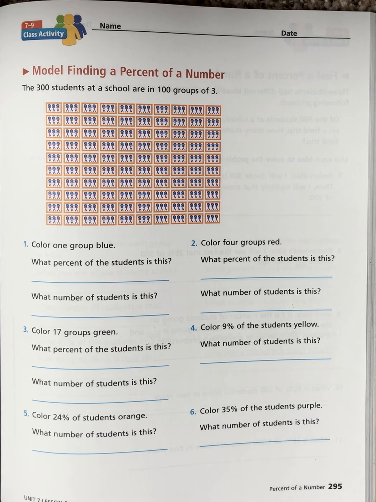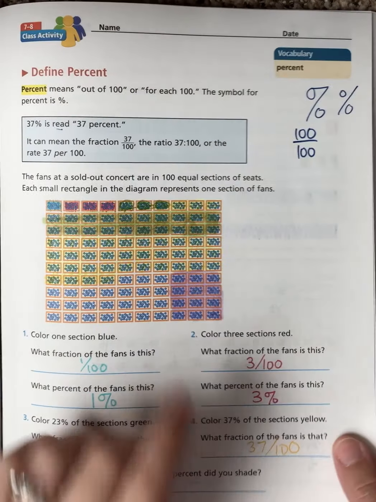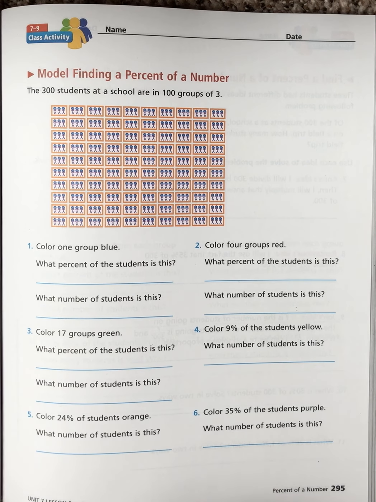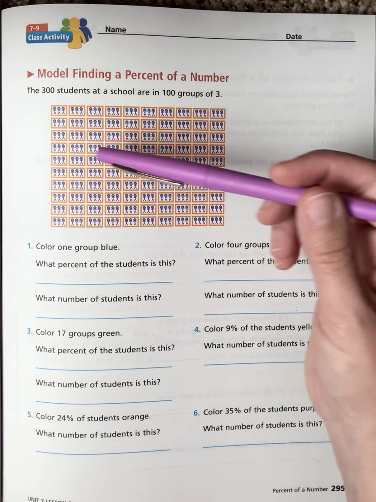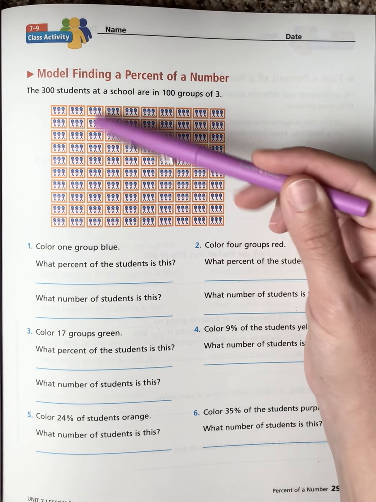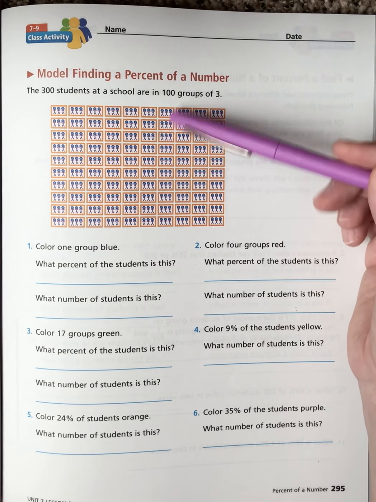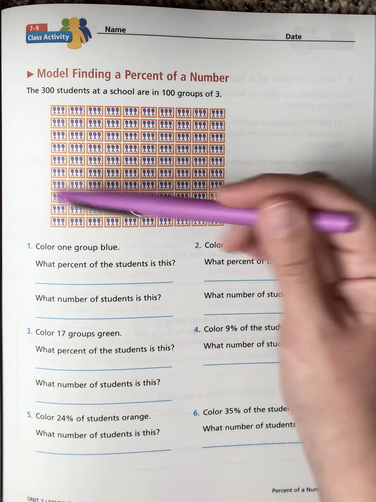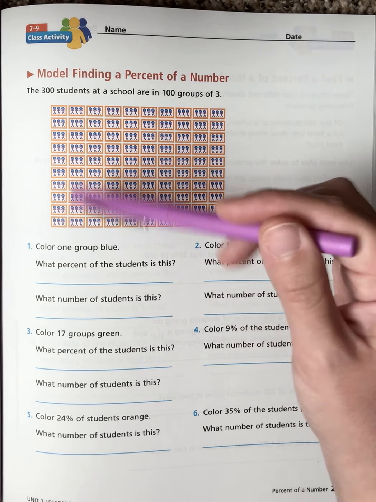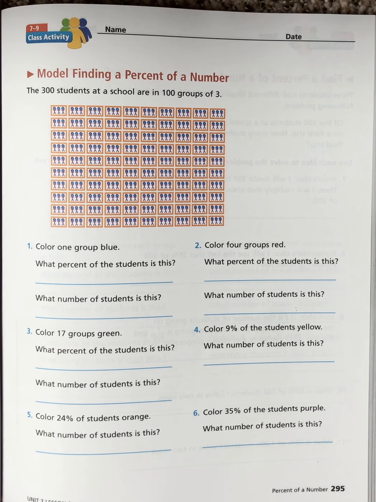So for this first activity, we have a picture similar to yesterday's picture. Yesterday's looked like this, but today it says there's 300 students at a school and they are in 100 groups of 3. So what we have here is a picture of the 100%, because there are 100 of these little boxes, but there are 3 students in each one of these. So the first question says color one group blue.